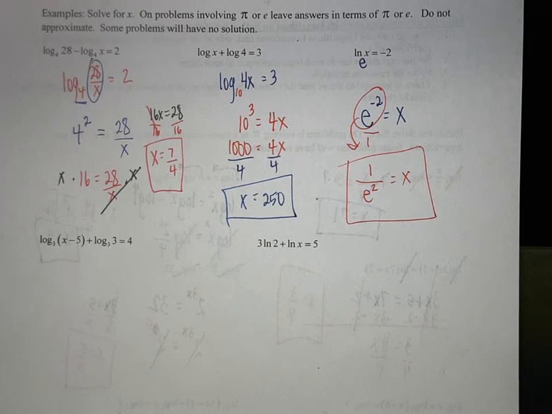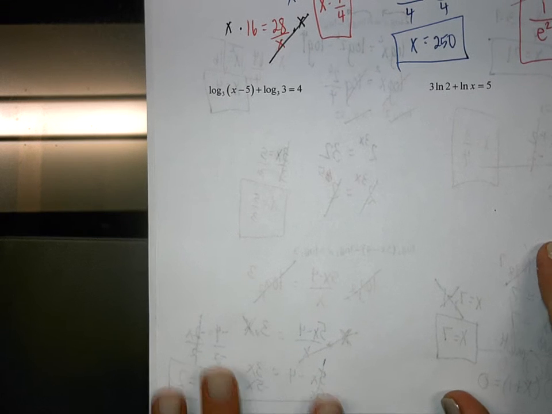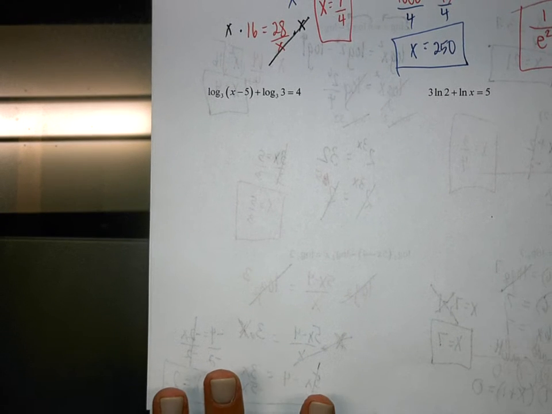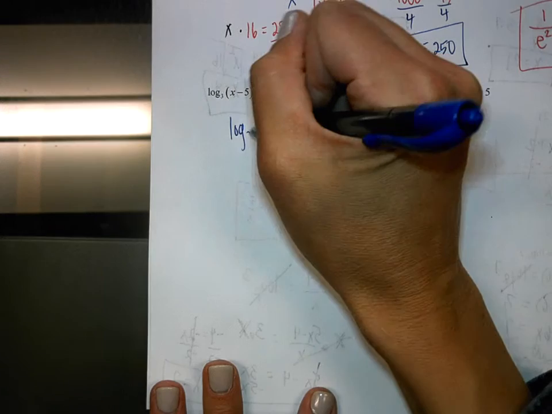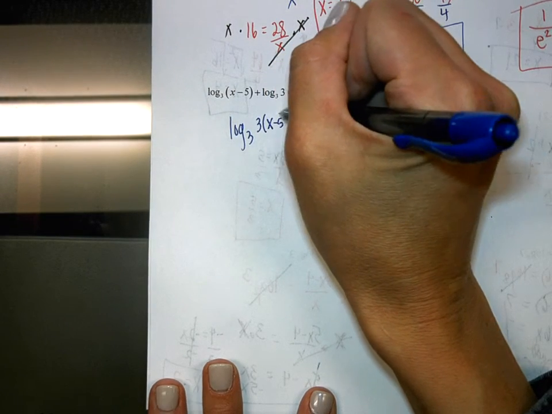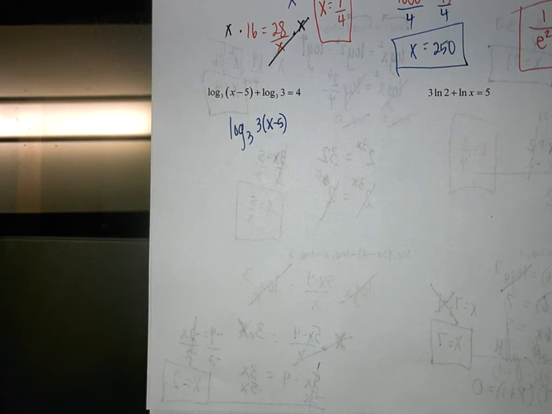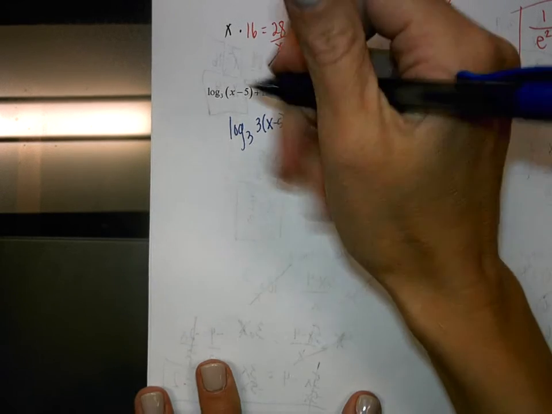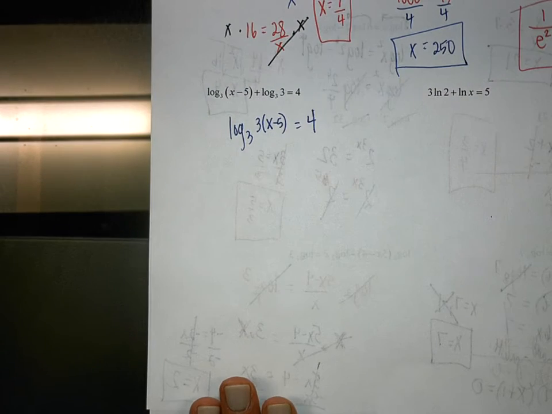Okay. Next one. What's the first thing I'm going to have to do? Condense. Adding is going to condense and make it into multiplication. So we have log base 3 of 3 times x minus 5. And again, because it's multiplying, your order doesn't matter, and so I always like the number in front before the parenthesis. Equals 4. So now I have a single log, but I don't have a single log on both sides.